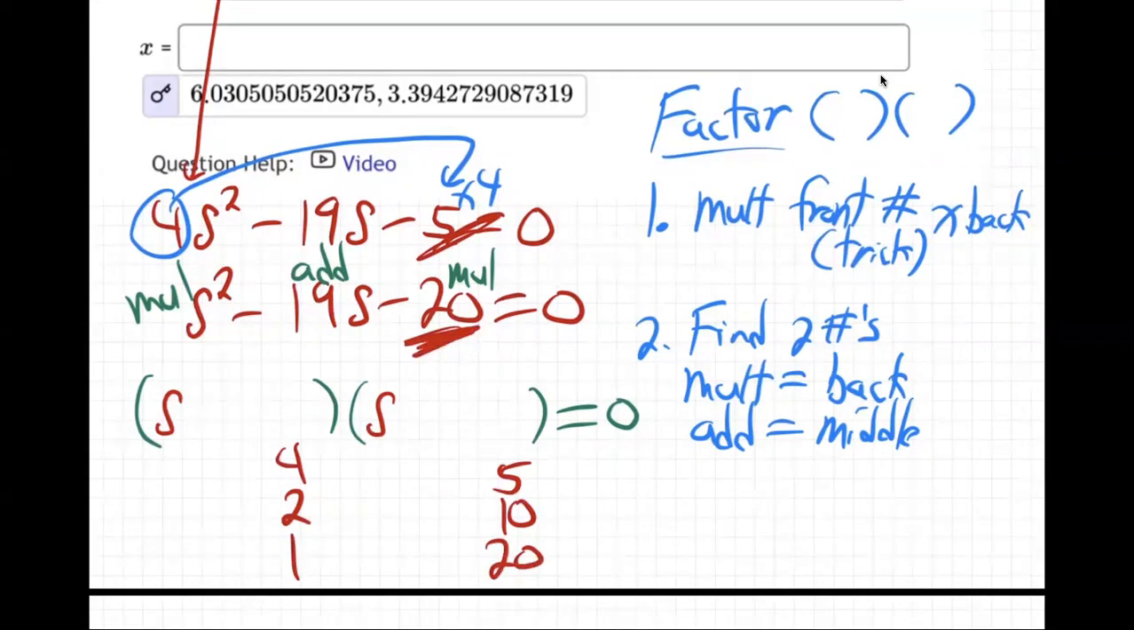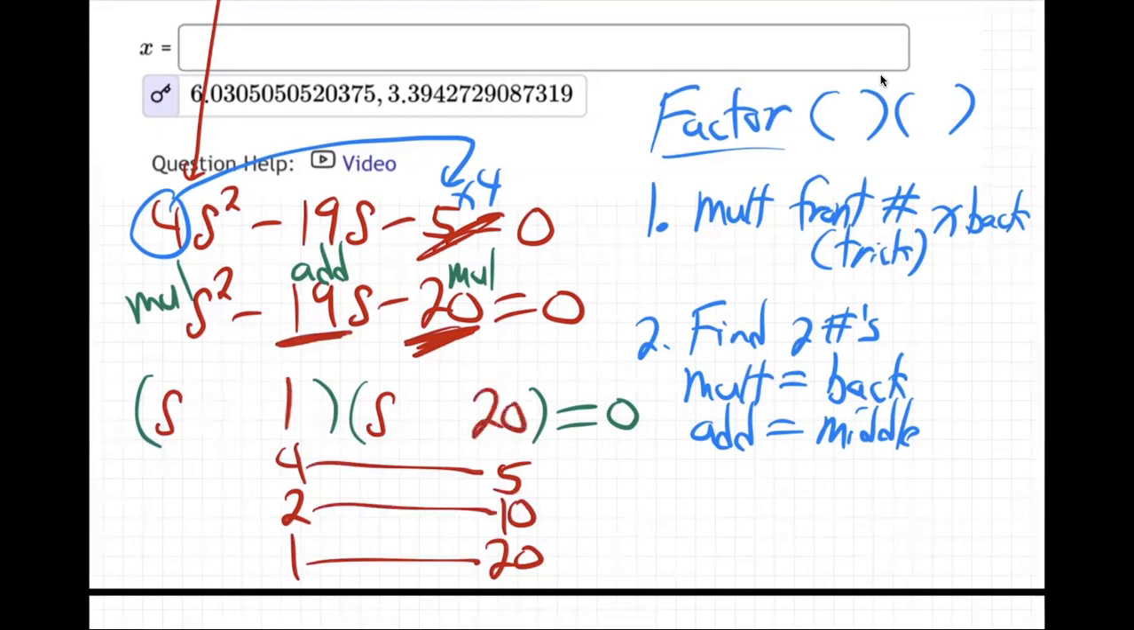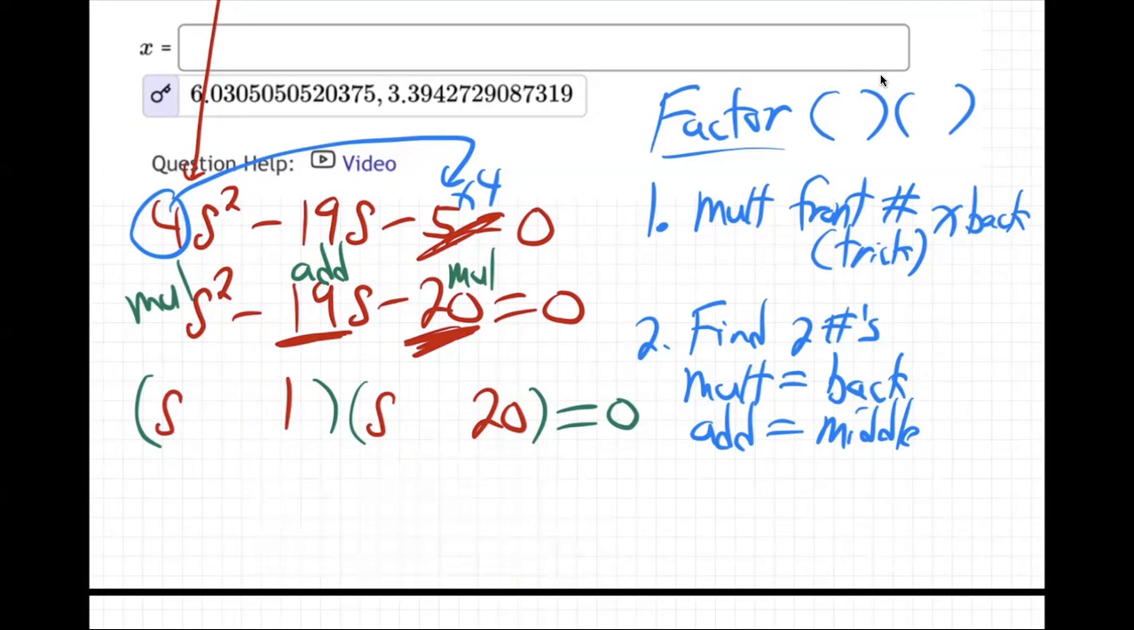So how do you know which one you want to use? Well, they have to also add to be 19. Can 4 and 5, what do they add to be? 9. 2 and 10 add to be 12. 1 and 20 would be 21. But if you add a negative, 20 and minus 1 is 19. There we go, that's our pair. So 1 and 20. You could put the 20 first, or the 1, it doesn't really matter which order. That pair multiplies to be 20 and can add to be the middle term.